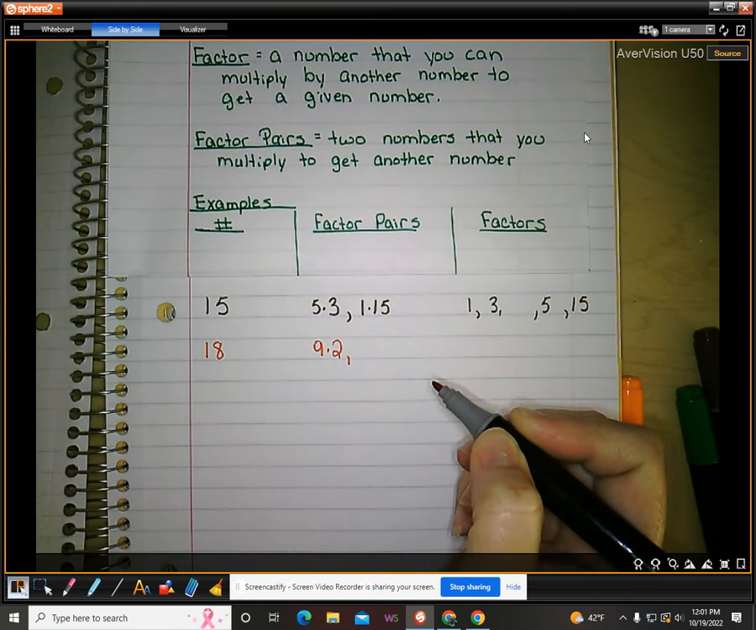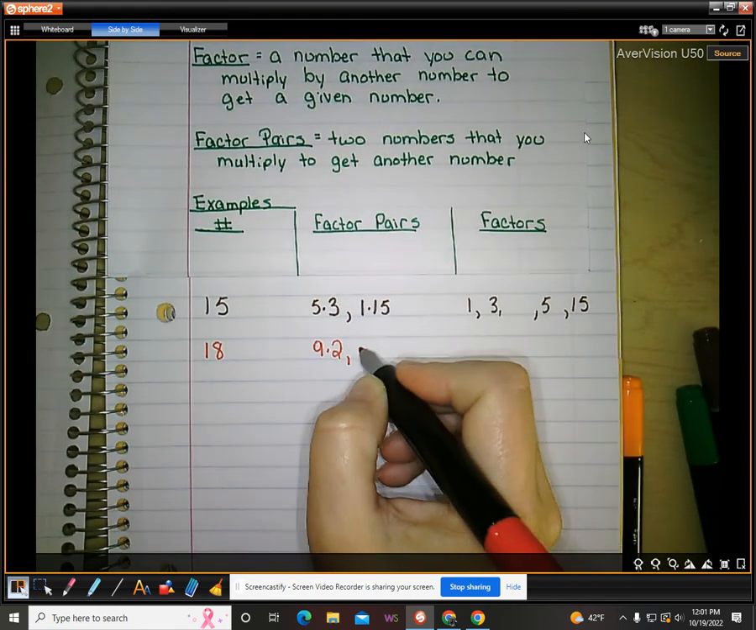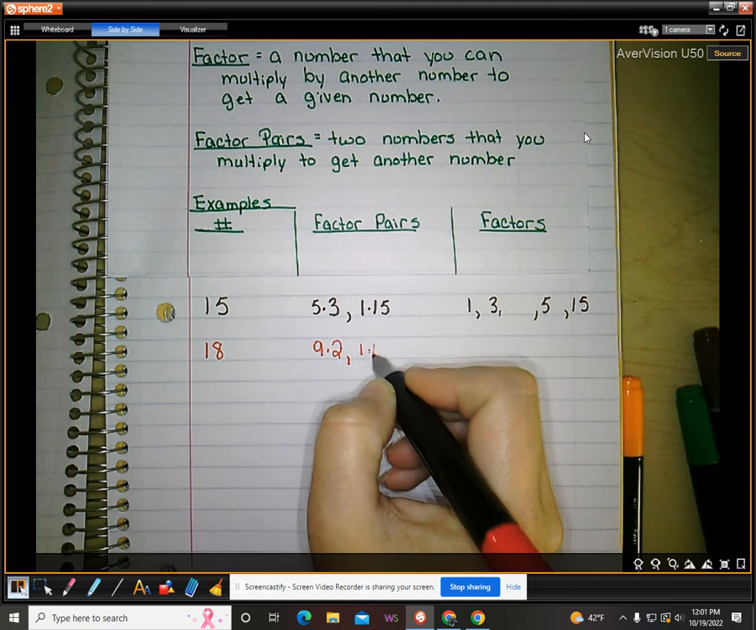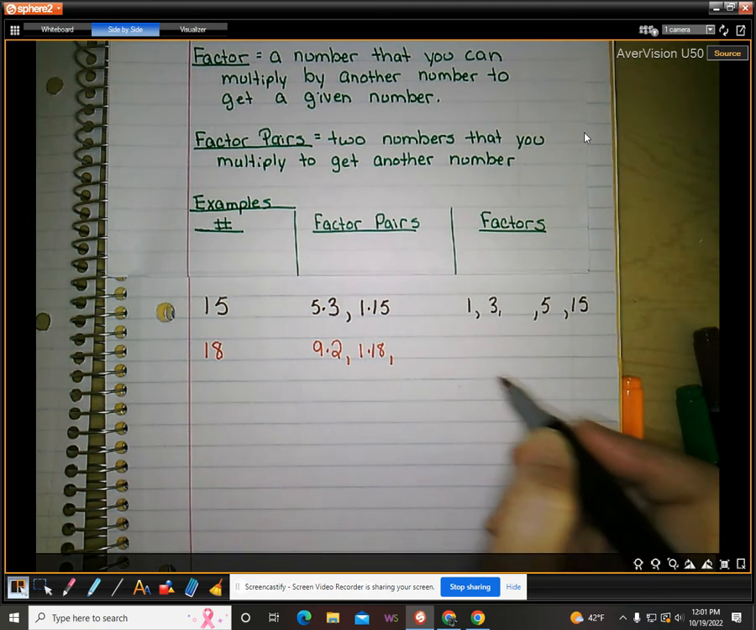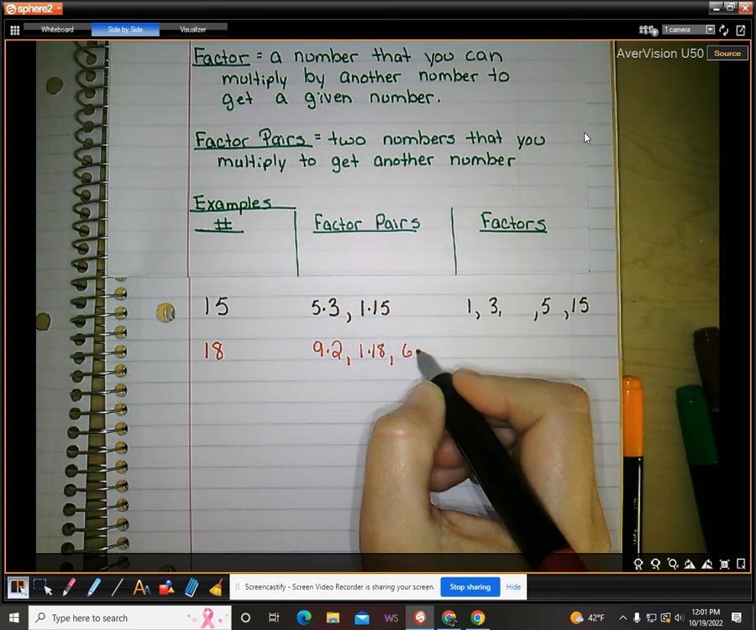What else can we multiply to get 18? Leah? 18 and 1, or 1 and 18. Doesn't matter which way you write it. Should be one more set, James. 6 times 3. 6 and 3 or 3 and 6. Doesn't matter.